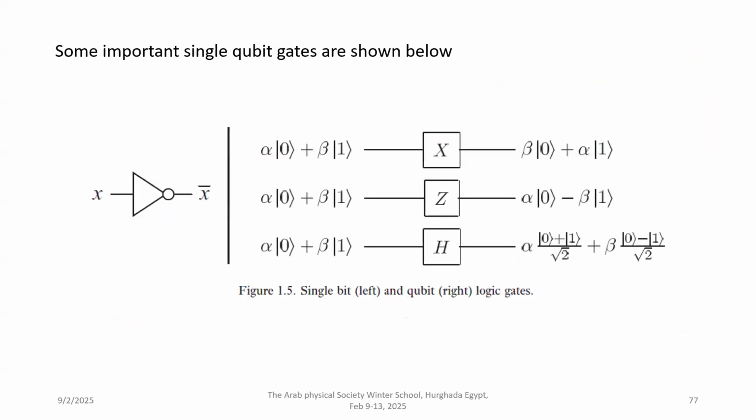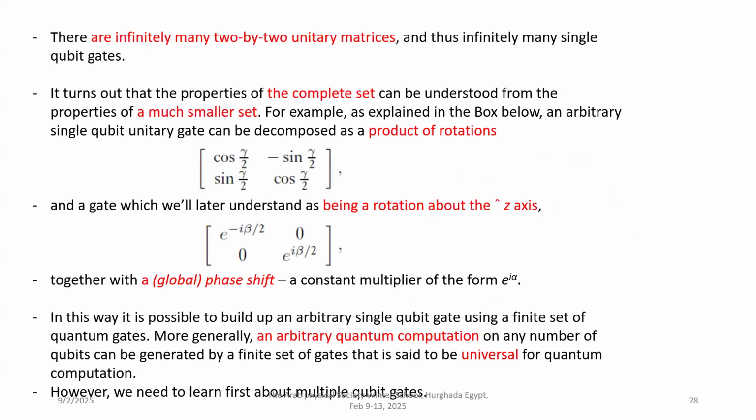Good. Some important single qubit gates, as we said, we have the X gate and the Z gate, we saw them already. As you can see, this flips beta and alpha, and this one, the Z, gives you a minus sign, and the Hadamard takes 0 to a linear combination, and 1 also to a linear combination with a minus sign. So those are important single qubit gates.